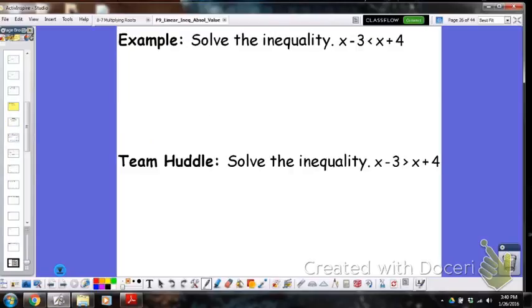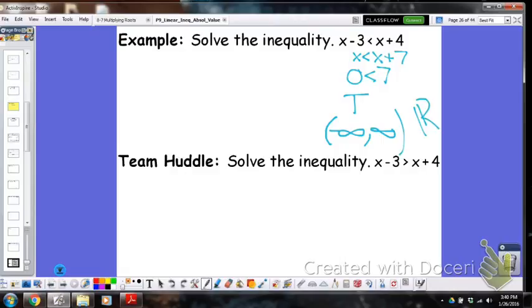So let's take a look at an example. Let's solve this inequality. We have x minus 3 is less than x plus 4. If I add 3 to both sides, I'll get x is less than x plus 7. Subtract x from both sides, I will get 0 is less than 7, which is a true statement. So I will have negative infinity to infinity, or all real numbers, as my solution.